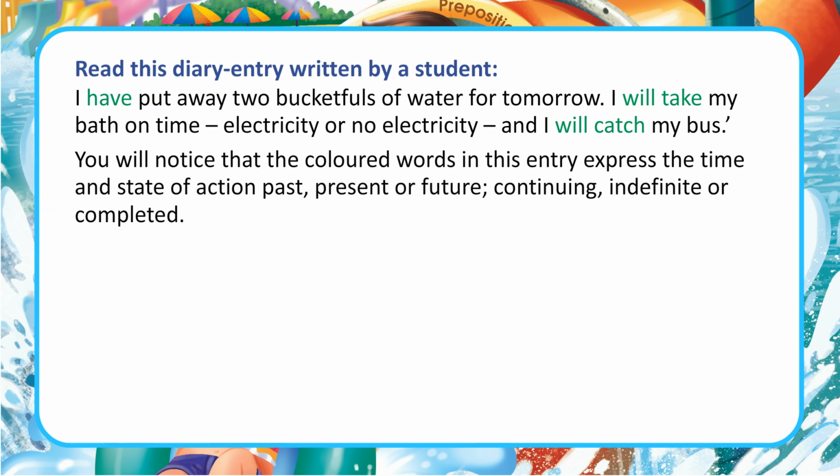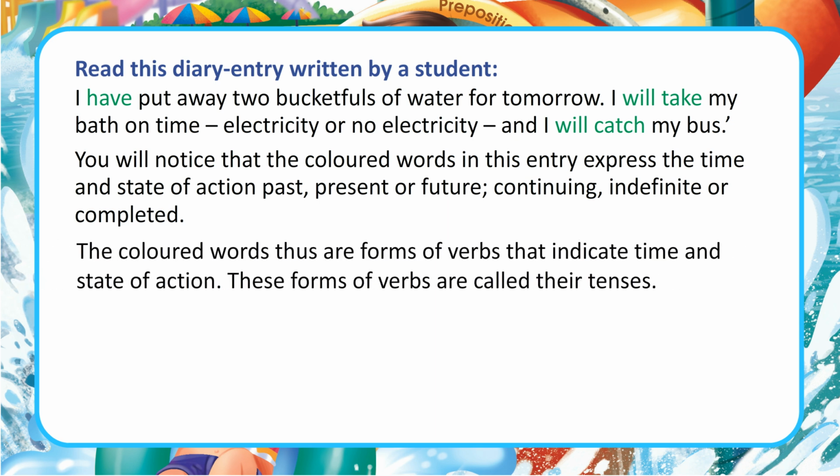You will notice that the colored words in this entry express the time and state of action: past, present or future, continuing, indefinite or completed. The colored words thus are forms of verbs that indicate time and state of action. These forms of verbs are called their tenses.